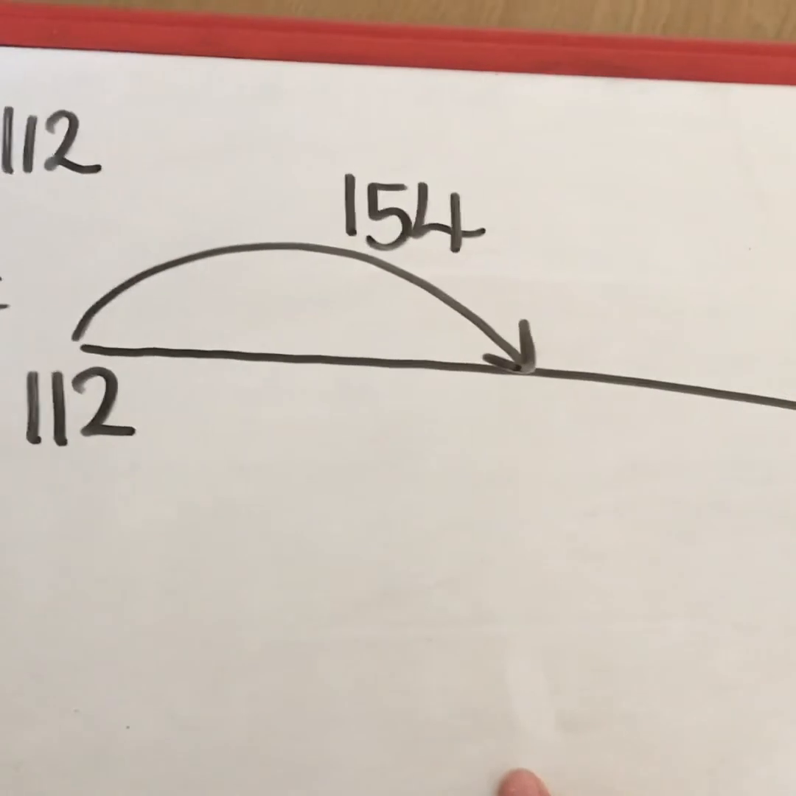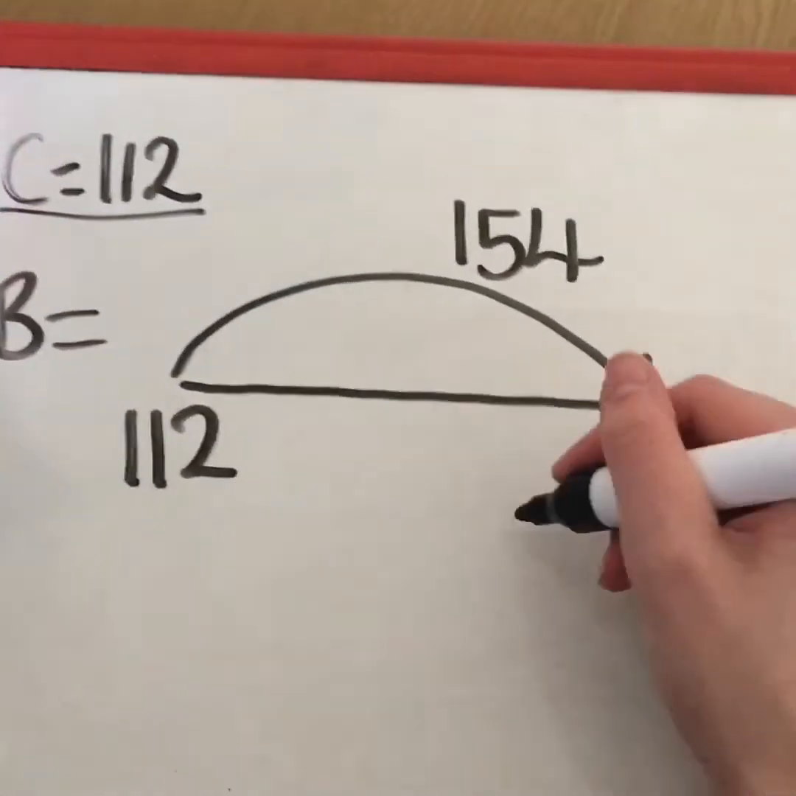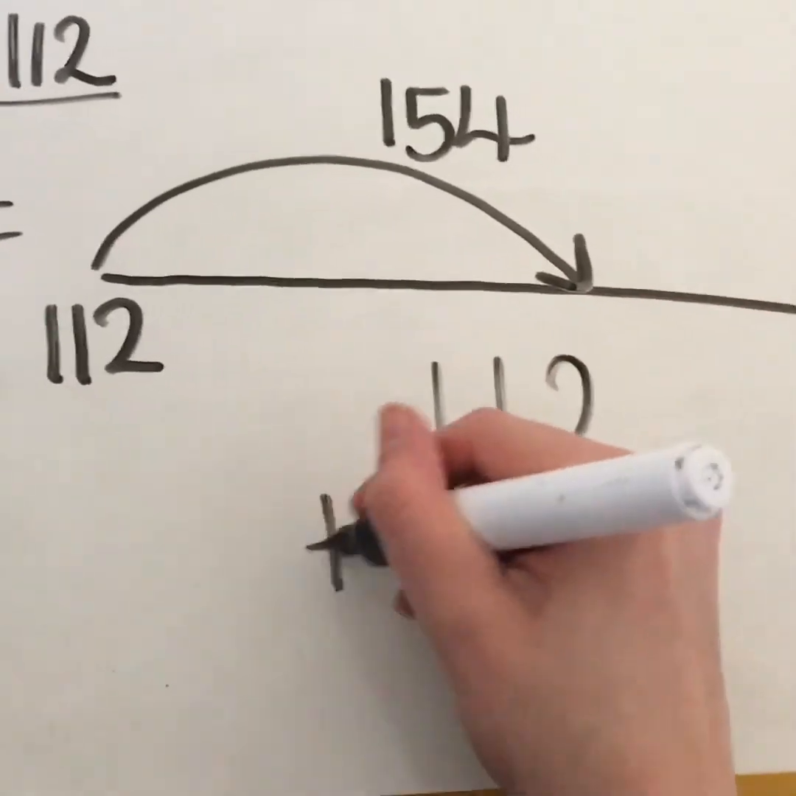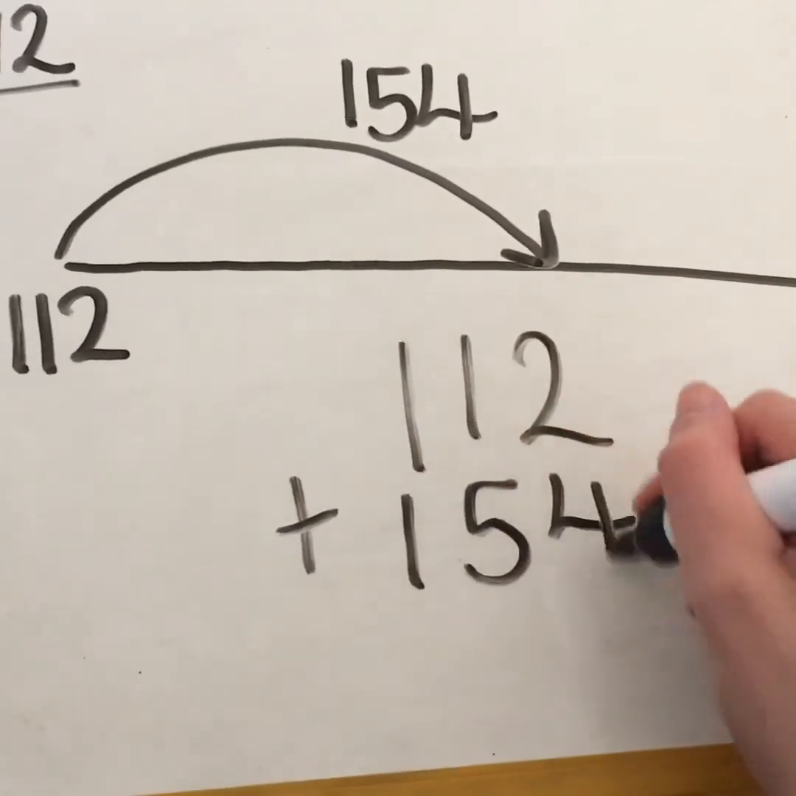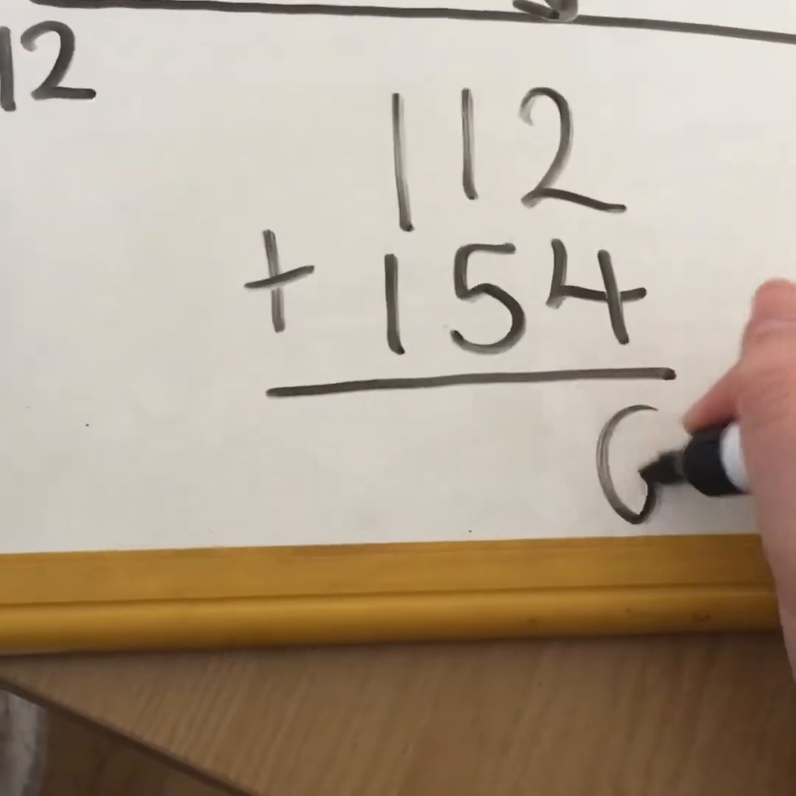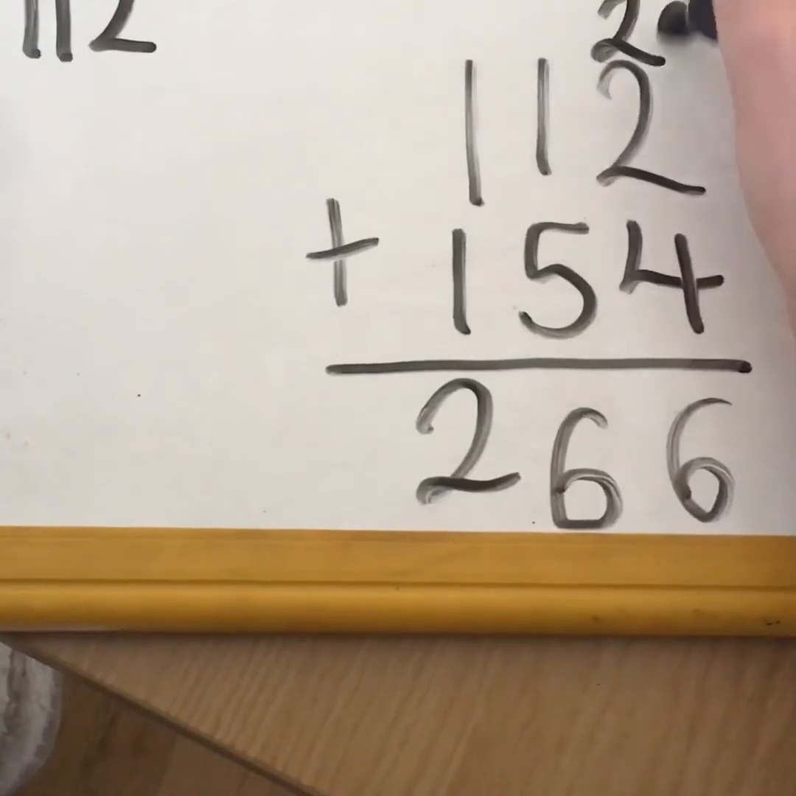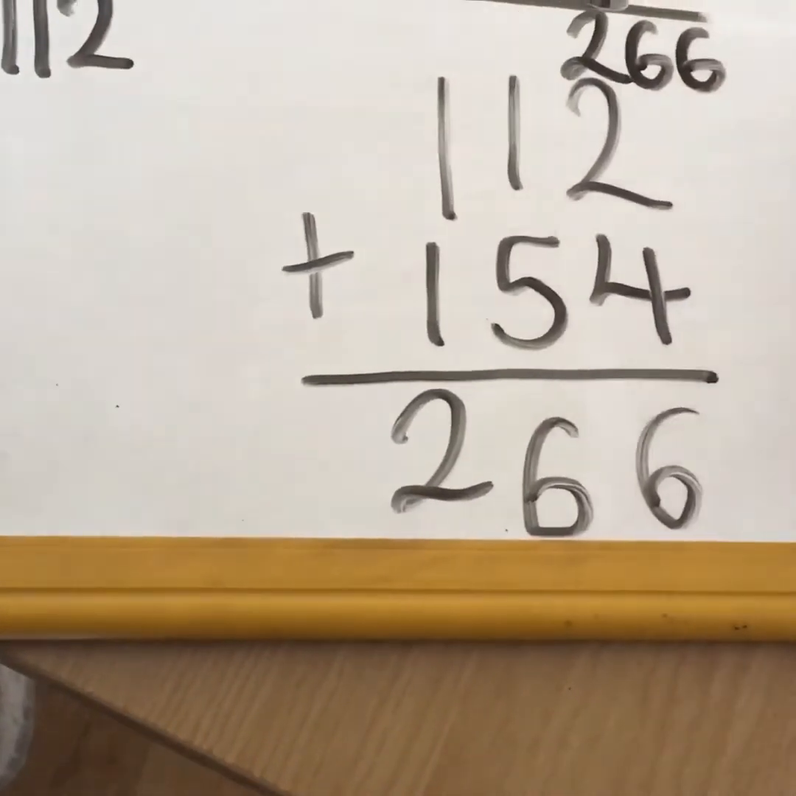Well, to start off with then, I know what Colin's score is, but now I need to work out Brian's. So I'm going to do 112 add 154. I can do this in my head if I wanted to, but I'm going to show you using a formal method. So this would be 6, this would be 6, and this would be 2. So that tells me then that Brian's score was 266.